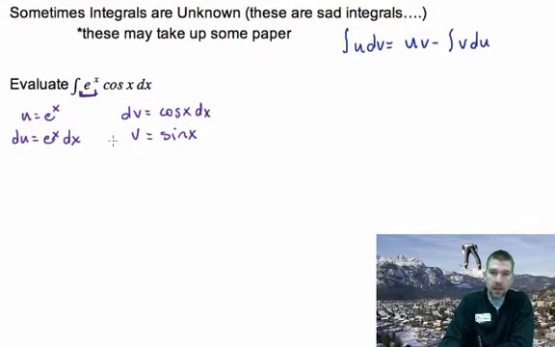All right, so here's our initial setup. What we're going to do is our uv minus the integral of v du. So u times v, that's going to be e to the x sine x, minus the integral of v du. So that's going to be e to the x sine x.